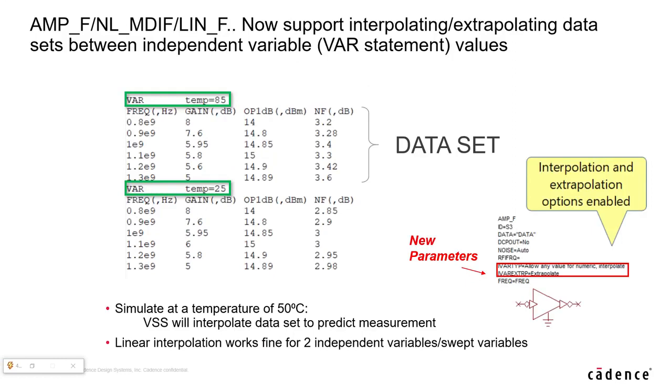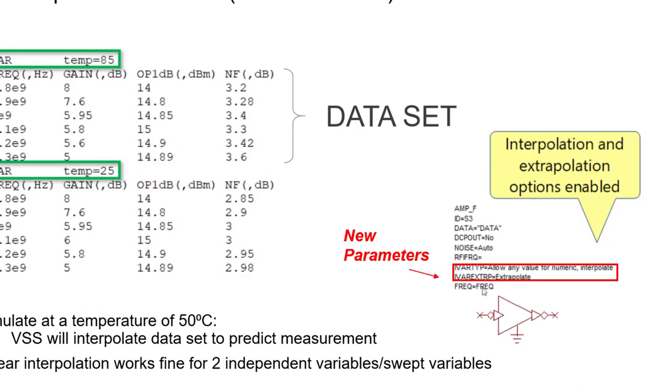In version 15.0, all file-based models, inclusive of MDIF format, can now interpolate and extrapolate in between data sets. For example, if the swept variable temperature comes across 50 degrees, the model will interpolate in between the data sets at the given temperatures to predict the outcome at 50 degrees. As a consequence of interpolation and extrapolation functionality, two new parameters have been added to all file-based models. So it's important to keep in mind these parameters and enable them when necessary.